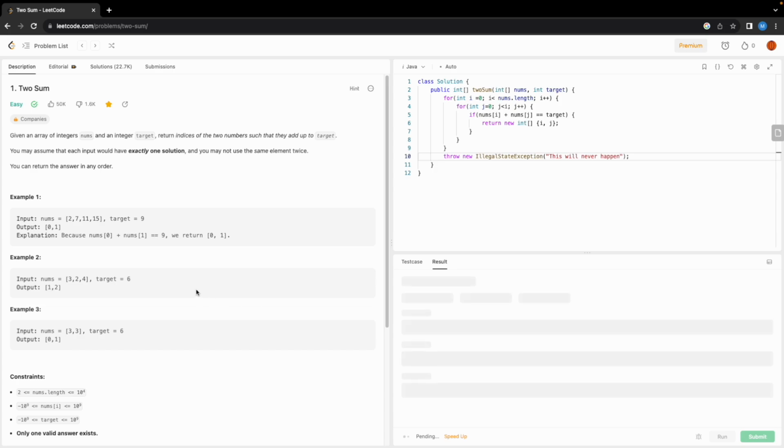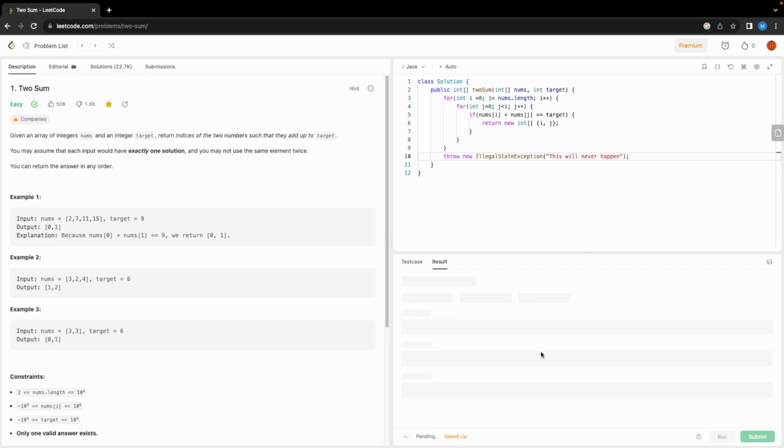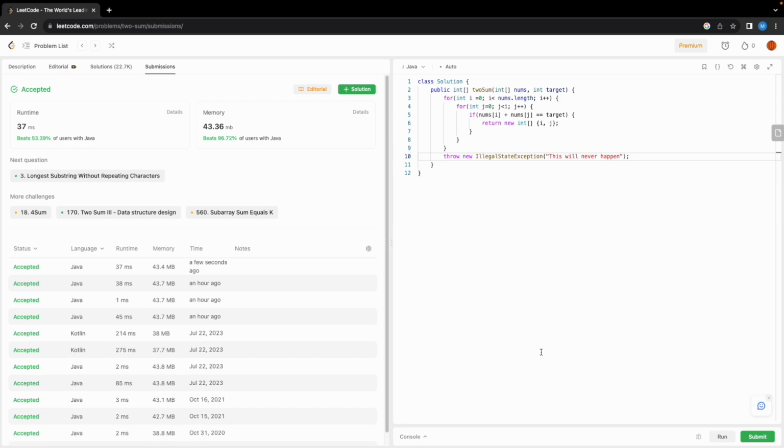Let's run with the sample test cases. Okay, the test cases pass. Let's submit and see. Yes, this is giving the desired solution.